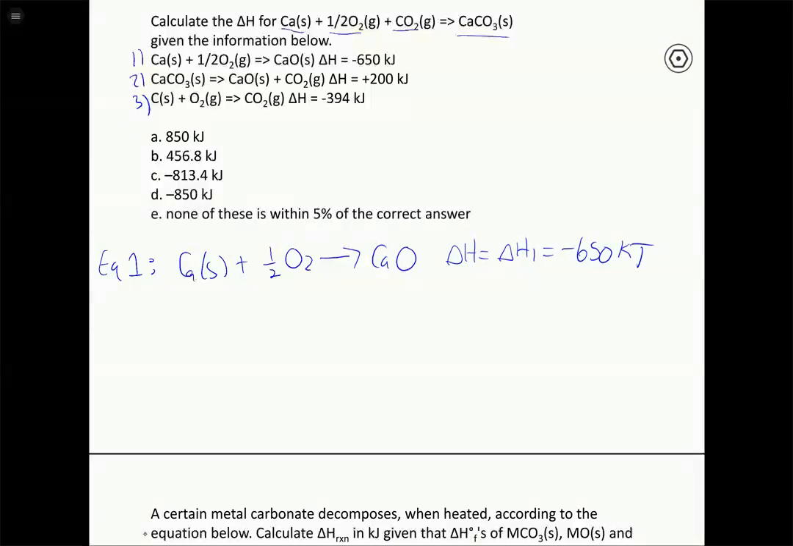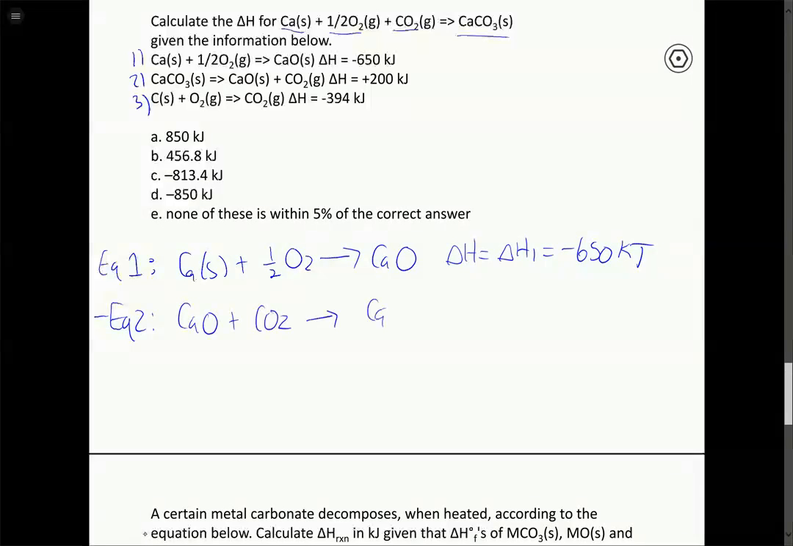Alright, so that's the first step, and then we have to figure out what to add to that to get our overall reaction. So our overall reaction has CO2 as a reactant and calcium carbonate as a product. So if we take reaction number 2 and just flip it, that gives us calcium oxide plus CO2 going to calcium carbonate. The delta H for this reaction is the negative of delta H2. So remember, when we flip a reaction, we flip the sign of delta H, so this plus 200 becomes a minus 200 kilojoules. Now many of you are probably thinking, oh, I have to use this third one too, what do I do with that one?